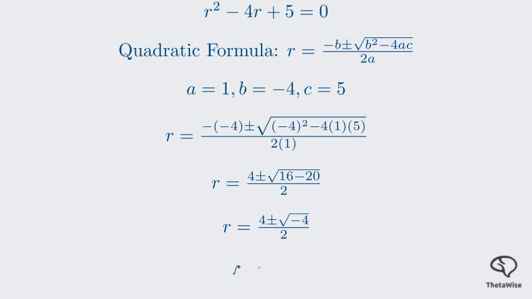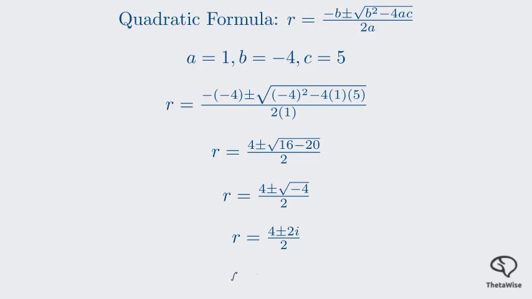The square root of negative 4 is 2i. So our roots are r equals 4 plus or minus 2i, divided by 2. This simplifies to r equals 2 plus or minus i.